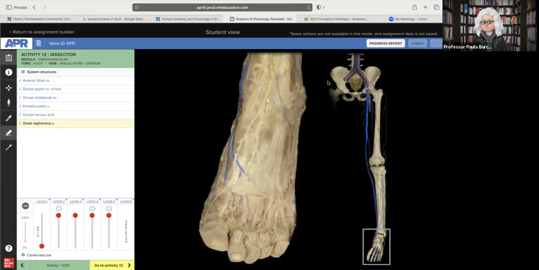The great saphenous is going to be this long vein that runs the entire length of your leg on the medial surface or medial aspect of the leg, and it is draining the medial superficial tissue here. This is what is used when you do bypass surgery as the graft.